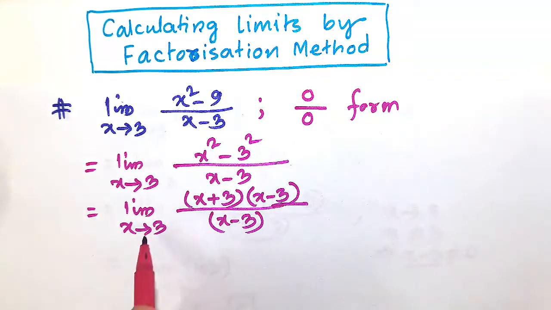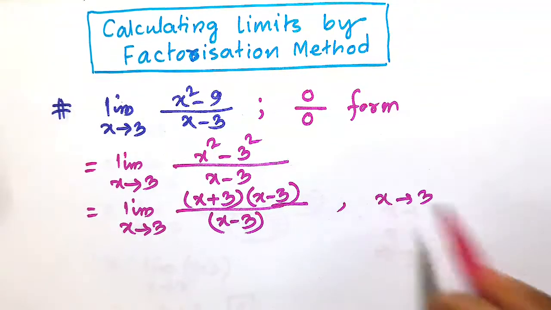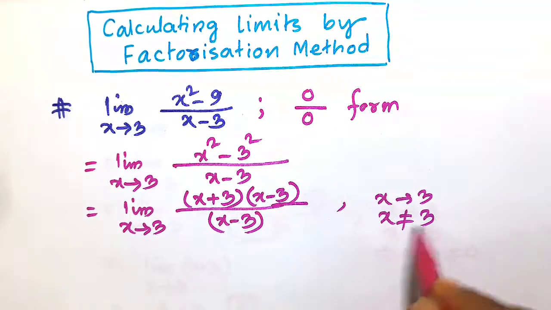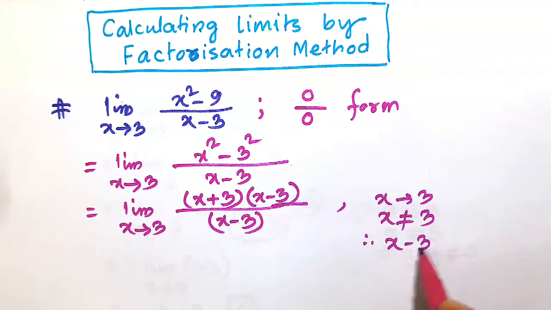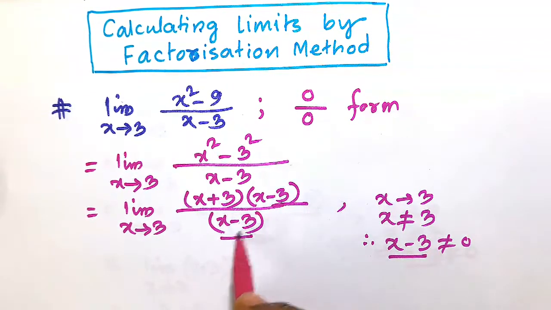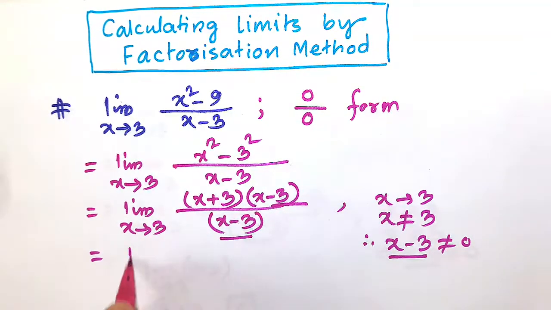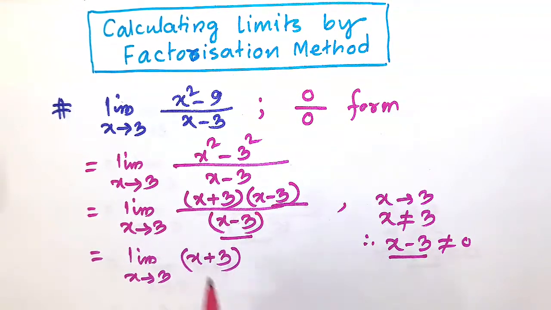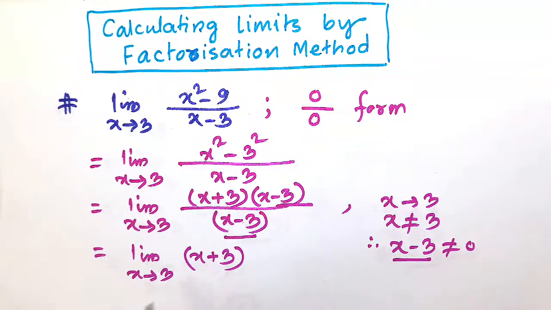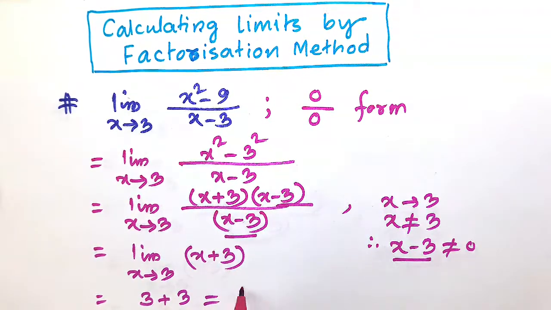Now friends, one thing is very important. x tends to 3 indicates that x is not equal to 3. Therefore, x minus 3 is not equal to 0. So friends, x minus 3 is the denominator, so the denominator is not equal to 0. For this, we can cancel these two, x minus 3 and x minus 3. So we shall have limit x tends to 3 of x plus 3. We put the limiting value, that means 3. So 3 plus 3 is equal to 6.